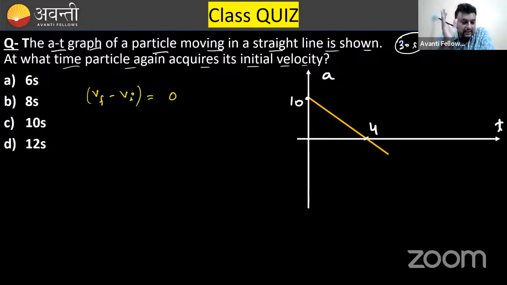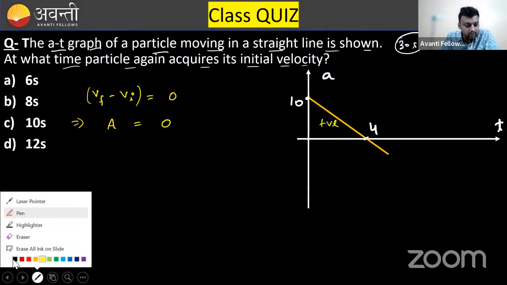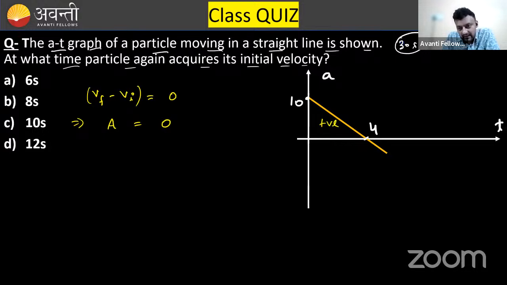Now, what is the change in velocity? From the acceleration time graph on the previous slide, we have learned that the area under the acceleration time graph gives the change in velocity. That means you can say the area under the curve is to be 0. But this portion has some positive area. So for the area to be 0, there must be an equivalent area in the negative direction as well.